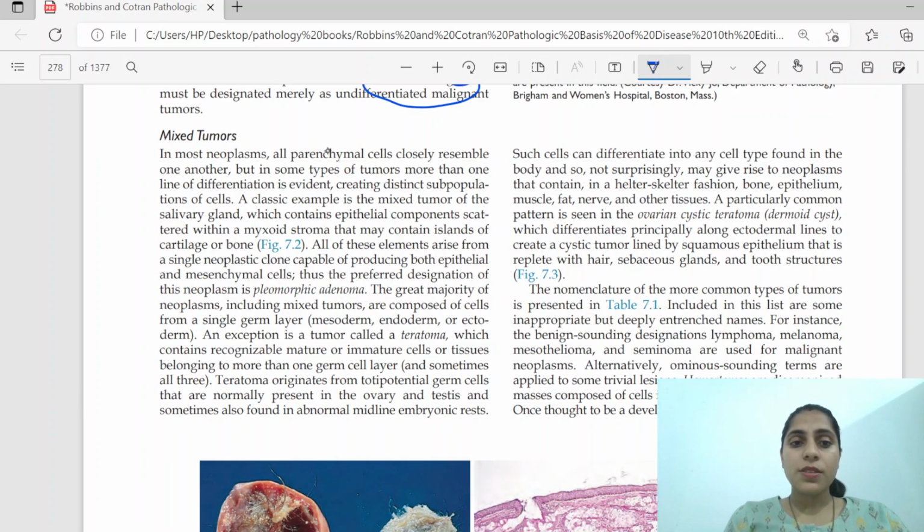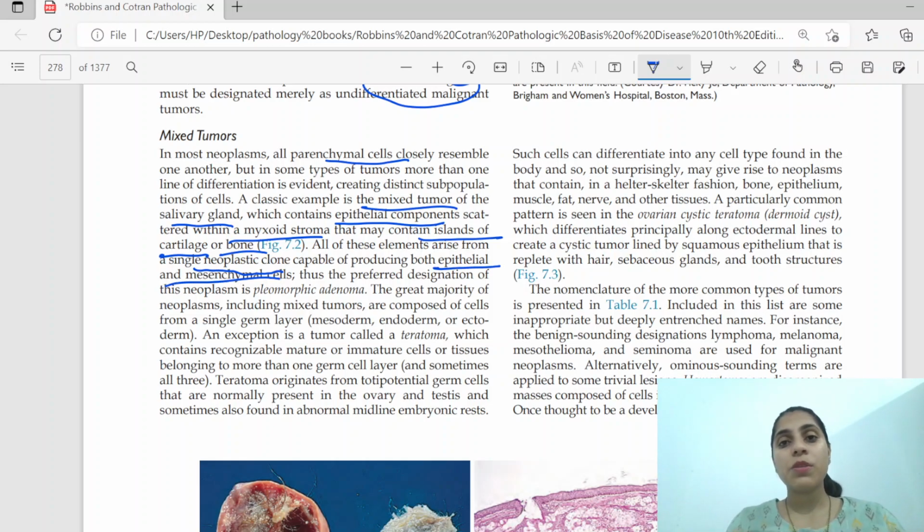In most tumors, all parenchymal cells closely resemble each other. Whenever there is a tumor, all cells are nearly of similar origin. But in the classical mixed tumor, especially in the salivary gland, it will have an epithelial component along with myxoid stroma, and it will contain islands of cartilage and bone. So it will have variable components, but all these components come from a single neoplastic clone, which produces both epithelial as well as mesenchymal elements. An example is pleomorphic adenoma.